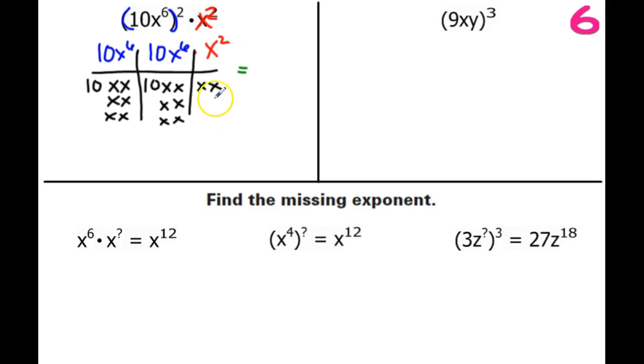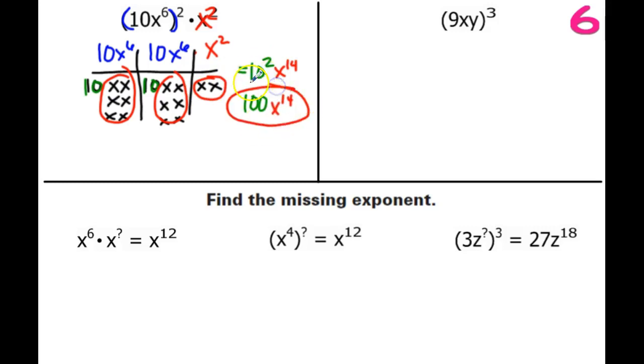So first I'm going to count up my numbers. I have 10 2 times, so I'm going to write 10 to the power of 2. If you want to evaluate that, 10 times 10 is 100. That's fine. And then count up all your x's: 6 plus 6 plus 2 more. Well, 6 plus 6 is 12, 13, 14. So we have x to the power of 14. So either of these would be correct answers.